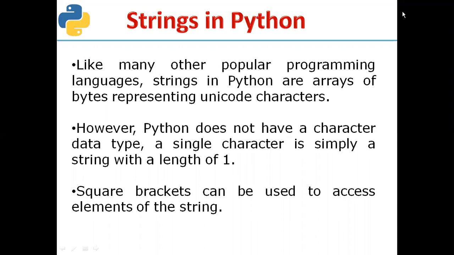Strings in Python. Like many other popular programming languages, strings in Python are arrays of bytes representing Unicode characters. However, Python does not have a character data type. The other languages have a character data type, a single character enclosed in single quotation marks, but here a single character is simply a string with a length of 1. Square brackets can be used to access elements of the string.